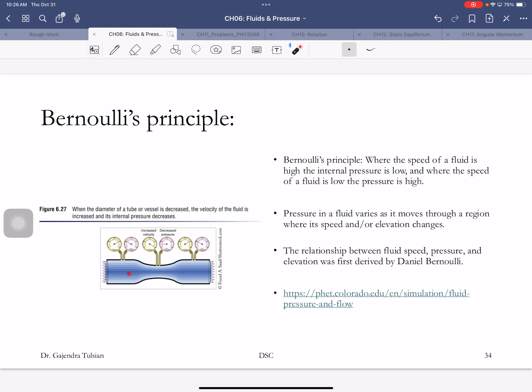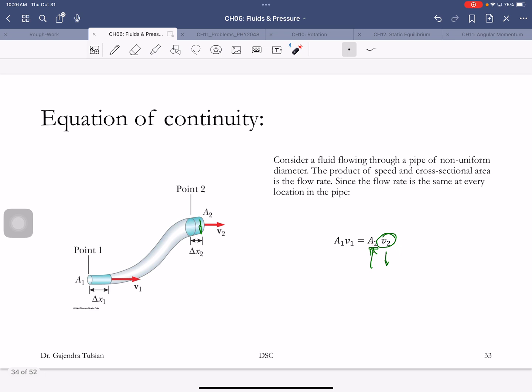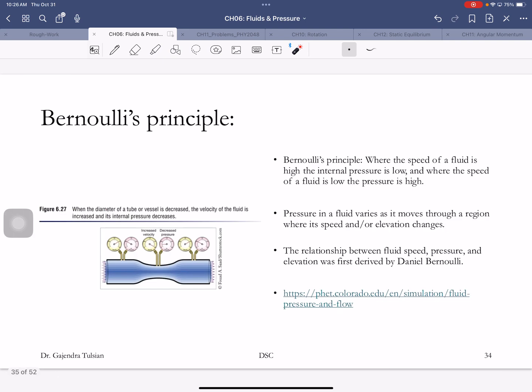Now it hits a constricted area, so what does the fluid have to do? If the area is smaller, the velocity has got to increase, the speed has got to increase. So the fluid is moving faster. And when it's moving faster, the pressure decreases. So you want to remember that. Whenever a fluid flows faster, the pressure at that location decreases. Mr. Bernoulli realized that.